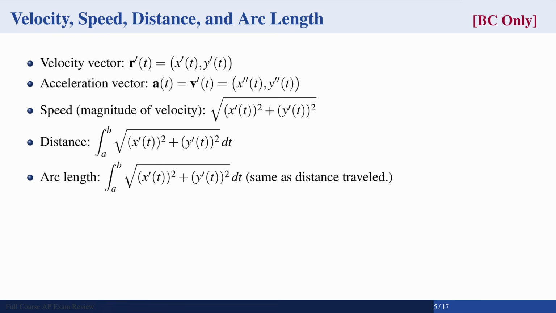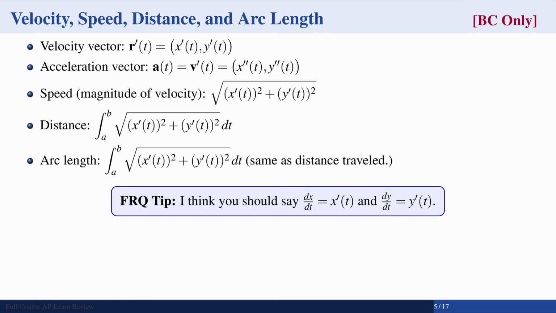So I'm going to cover them both at the same time. It's the integral from a to b of the square root of x prime of t squared plus y prime of t squared dt, which you'll notice is just the integral of speed. That's exactly the same thing as one-dimensional motion, right? You would do the integral of the absolute value of velocity. Here we're doing the integral of the magnitude of velocity.